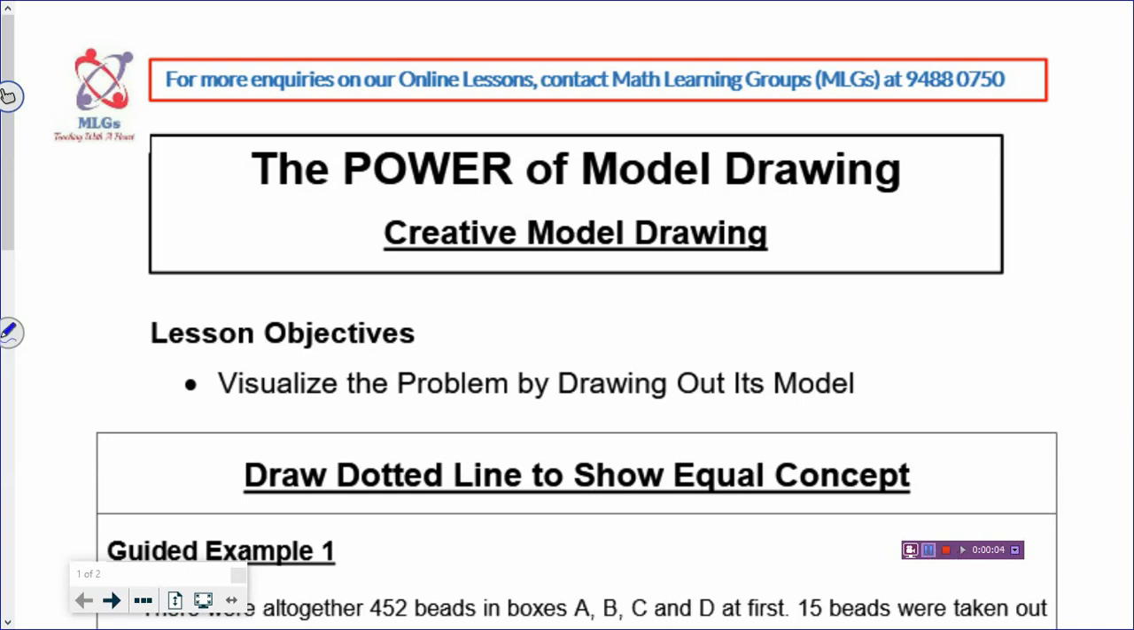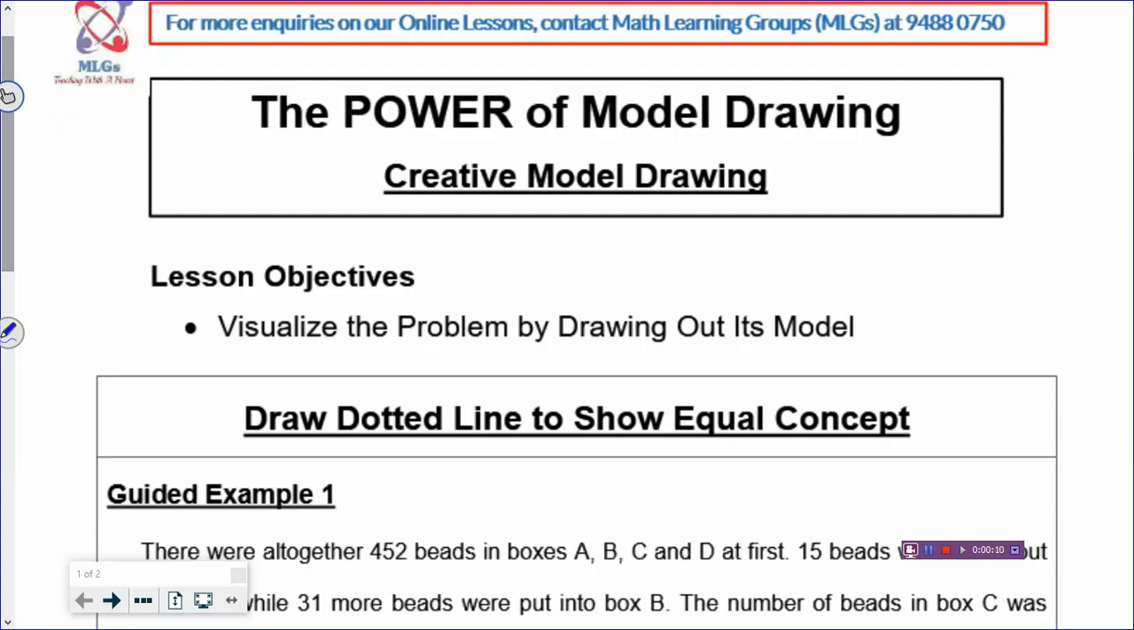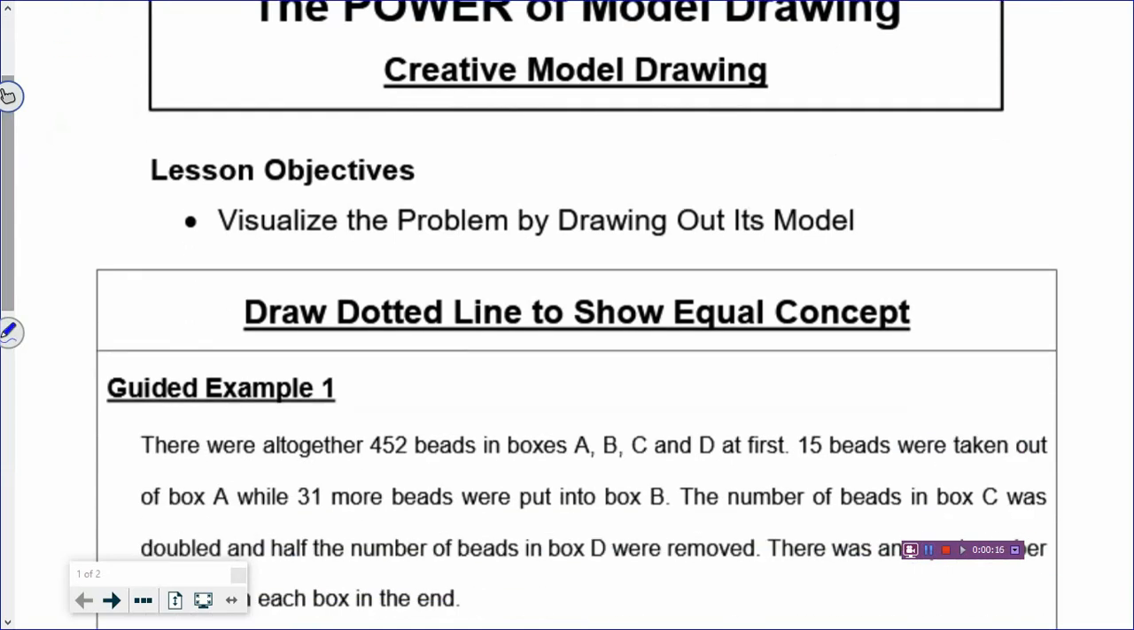Now, today we are going to continue with our creative model drawing on P6. Let's look at the first example to see how we draw out the problem. In this first example, we are going to draw a dotted line to show the equal concept. So whenever you see something that is equal, what do I usually do in my model? I will have a dotted line to show something is equal.